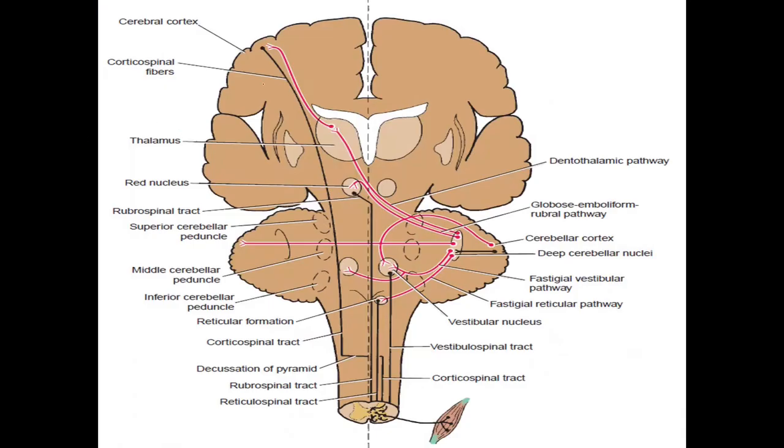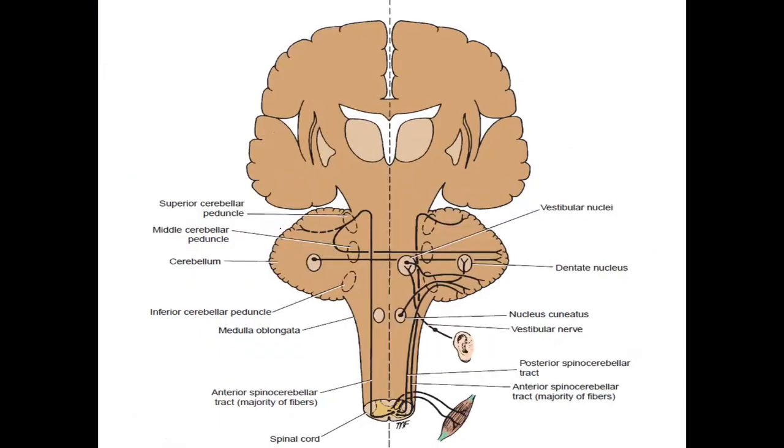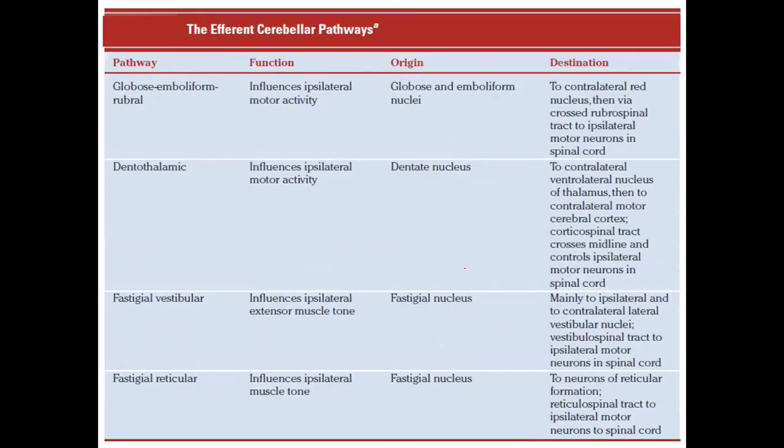And this is the diagram from cerebellar cortex. And finally, how do I reach the cerebellum? The tracts were mentioned in a diagrammatic format. Even you can identify anterior and posterior spinocerebellar tracts. Here you can study another pathway called the globose emboliform rubral pathway, dentothalamic. These two tracts, different pathways, influence the motor activity so that they maintain the same side motor activities.